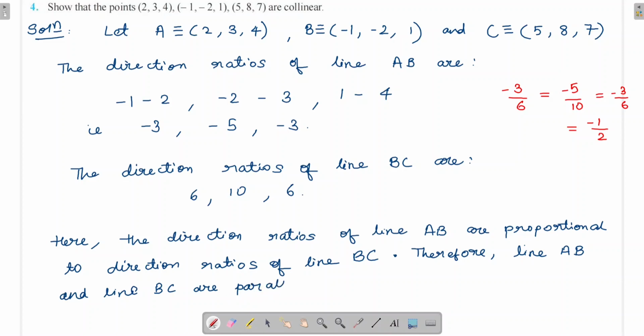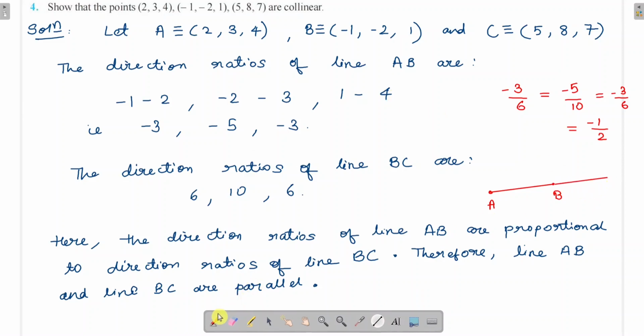So that means if this is line AB, and if this is line BC, these are parallel. But what is not correct here is that these are not two different lines, because B is the common point, you can see. So the line should be in this way, line BC, because B is the common point. So that means A, B and C lie on the same line.